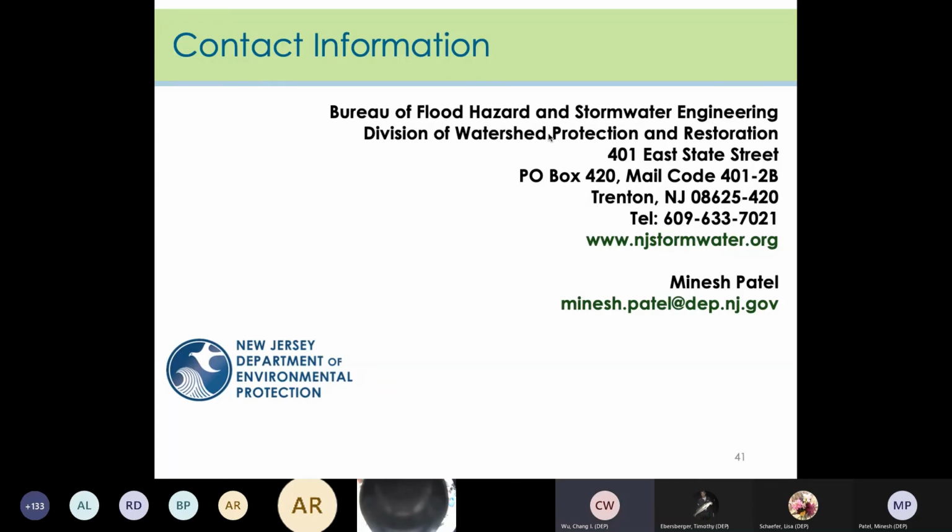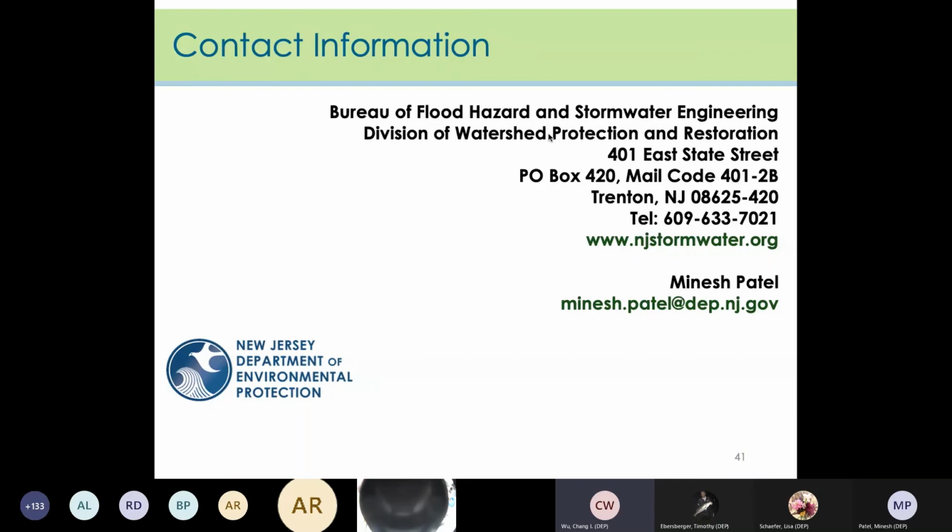I want to clarify two things. One is that in module 1, I mentioned that there were 5 years in which the township has to adopt the stormwater control ordinance, which is not what I meant. I mean that in the stormwater management rule, it is required that the township review their municipal stormwater management plan whenever they re-examine the master plan.